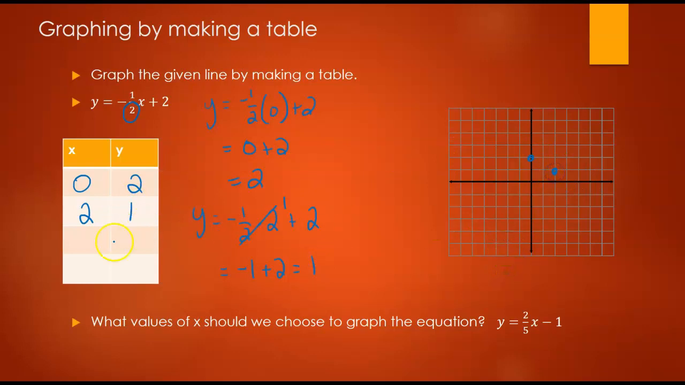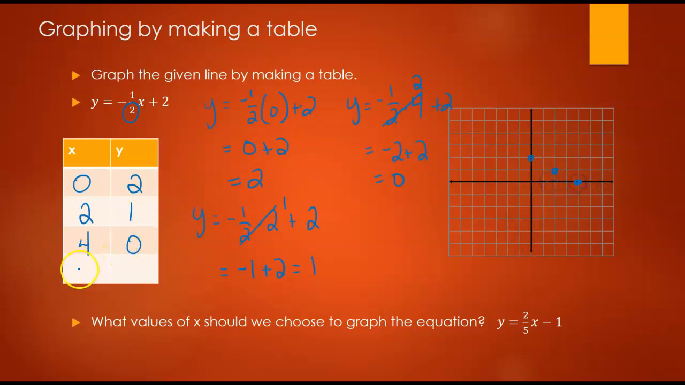I'm going to skip 3 because 3 is not divisible by 2, and I'm going to go straight to 4. Y equals negative 1/2 times 4 plus 2. Divide by the denominator, multiply by the numerator. 4 divided by 2 is 2. Negative 1 times 2 is negative 2. Negative 2 plus 2 is 0, so that's the point (4, 0).